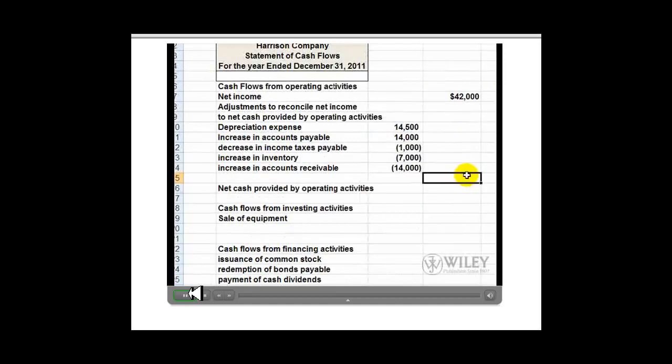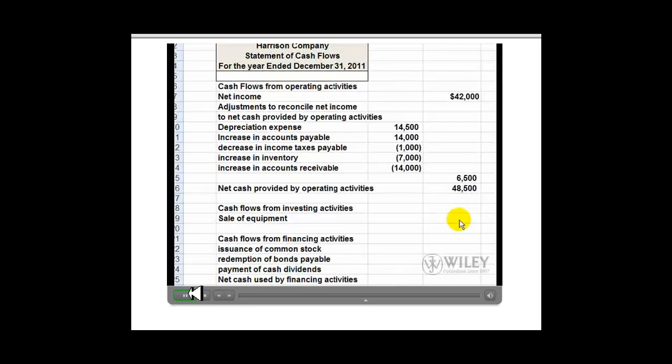Next, we run a total on all the adjustments. We have a total of $6,500. So the net cash provided by operating activities is $48,500.